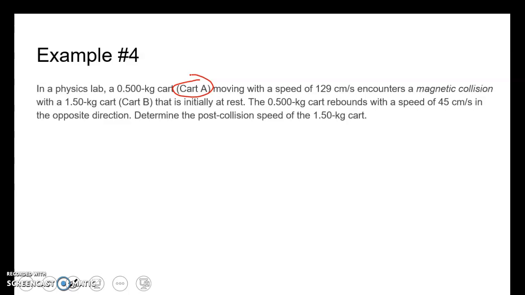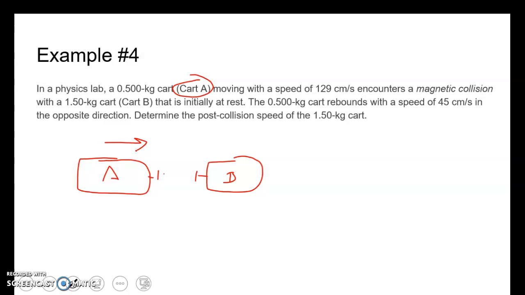So when we say magnetic collision, and you'll see this sometimes, cart A and cart B have magnets on each side here, okay? And then instead of touching, when the magnet gets there, it repels. So the magnets repel each other. So A is moving, B is not. After they collide, A rebounds backwards, but then the question is, B has to push off this way, okay? And we want to know what that is.